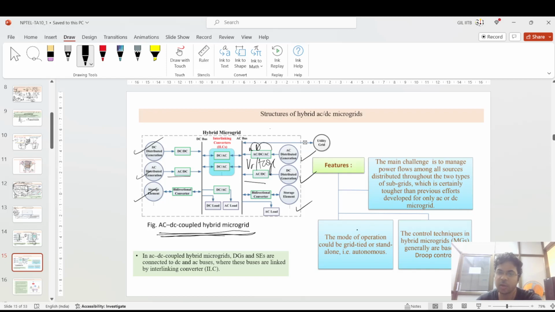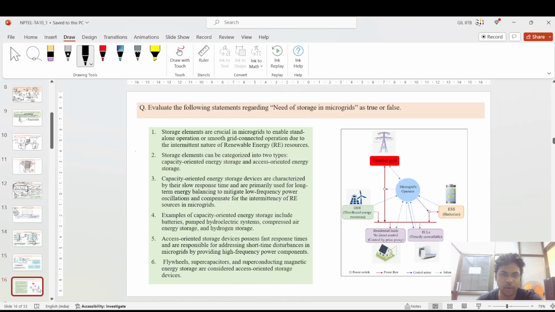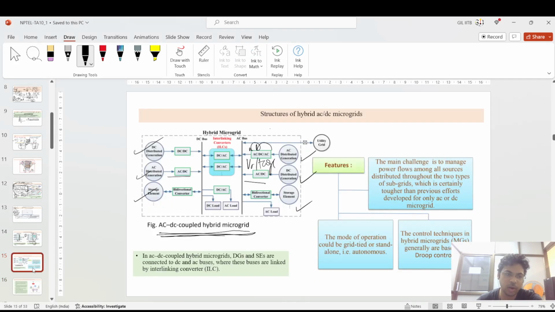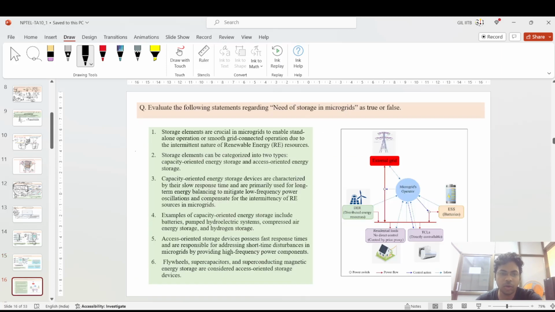So a grid-tied situation is there. Second is the standalone system, that is the islanded situation. You have to droop control the system if you have multiple generating sources and multiple inverters in place. Based upon that situation, you have to use multiple controls in the system, which I will explain in the further slides. So this is one question based upon the need of storage in the microgrid.